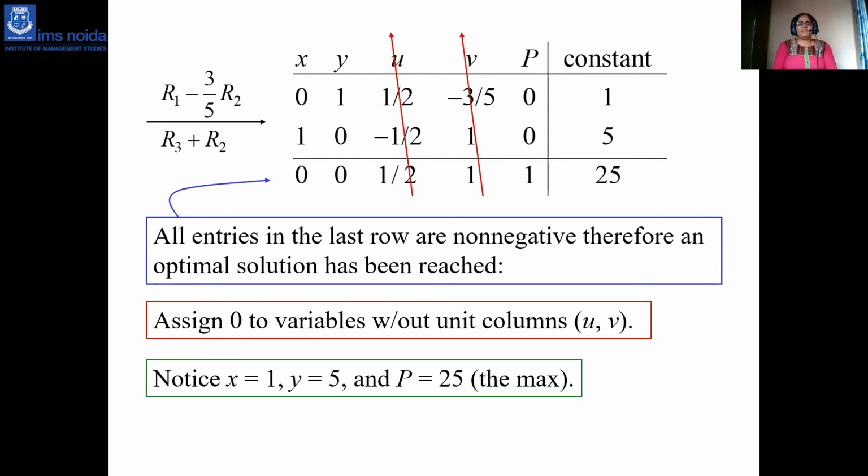You can write it like this: assign 0 to variables without unit columns, u and v, because slack variables u and v we have used for our convenience, for smooth functioning of the maximize simplex method problem. Now you notice that x equal to 1, y equal to 5 and P equal to 25, the maximum P value. These are the total steps we come across in a simplex method maximization problem.